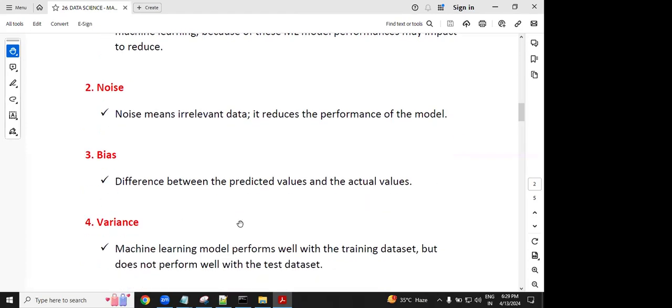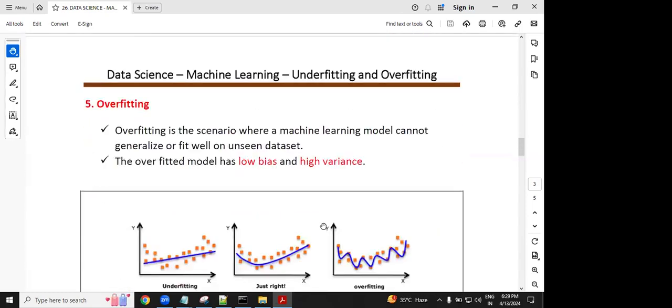What is bias? What is variance? You need to walk through. I hope you have already done that discussion. Now let me tell you.